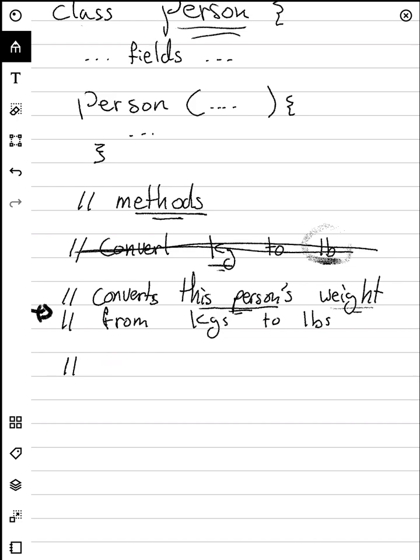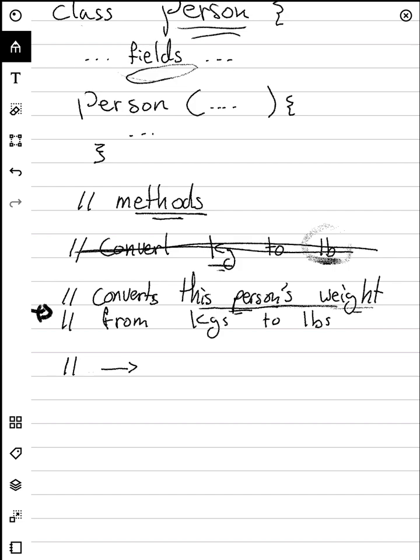This person's weight, exactly. But we already have that in the fields, right? Mm-hmm. So we don't need to really pass it in anything. This should already know. So we can just put nothing on the input. What should the output be? It should be weight in pounds.